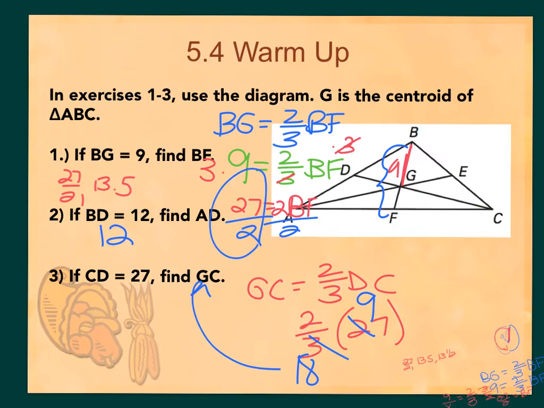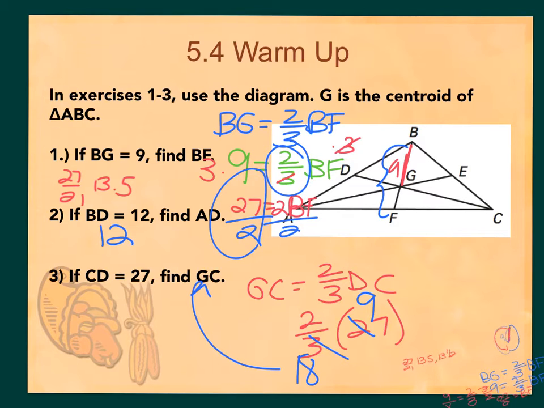And I get 27 over 2. Dividing by this fraction is the same thing as multiplying by the reciprocal, so you can multiply by 3 over 2. You've got to establish the relationship first, because sometimes you might get the 1/3 part. Sometimes you're going to get the big part and have to take 2/3 of it. So you've got to figure out what the relationship is first.